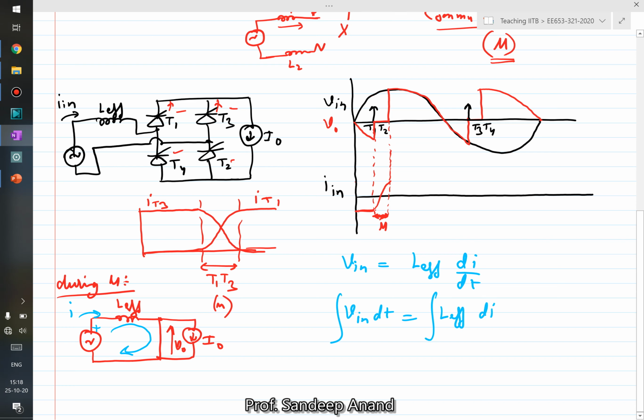You can integrate starting from, so in this case you can what is this point? This point theta is equal to alpha firing angle to this point. This second point is theta is equal to alpha plus mu. And what about current? On left side the input current is nothing but equal to minus IO, and at the end of this commutation period it will become equal to plus IO. Right? So here we have an integral wherein you are writing Kirchhoff's voltage law and then integrating it over a period of mu.